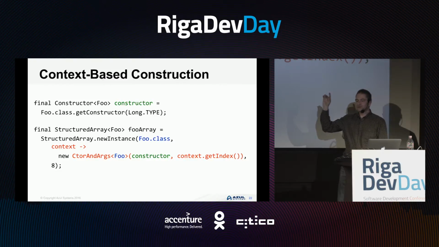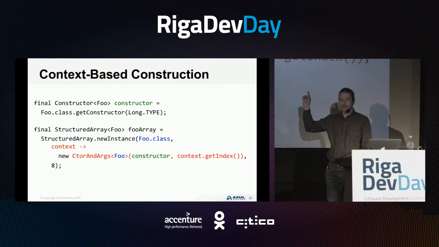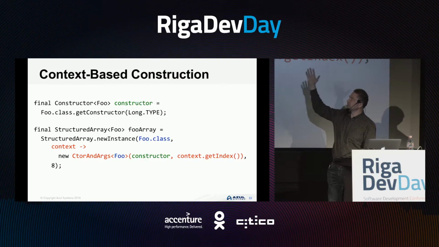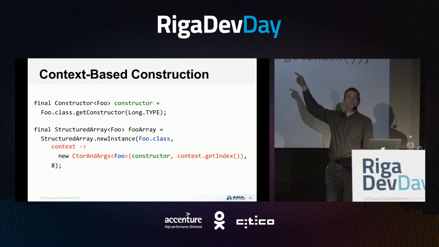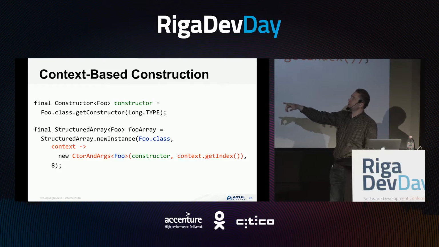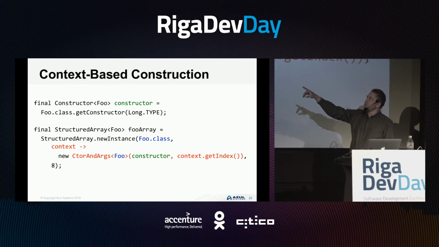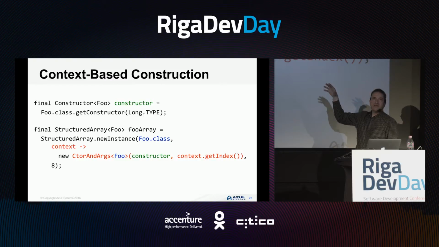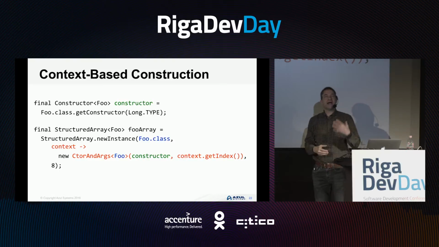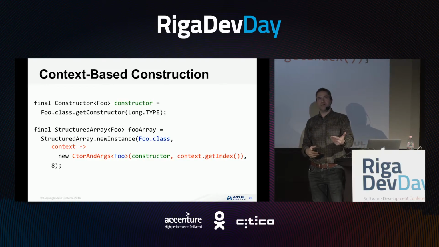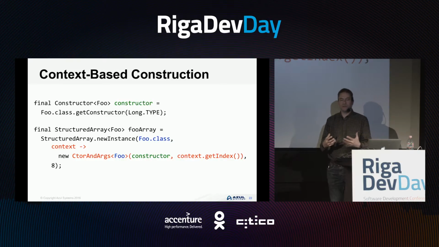Then we create a structured array of type Foo, and we say, give us a new instance of that. We pass in the class, Foo.class, so it knows what type to create. We pass in this context, which I'll come back to, and then we pass in the size, which is 8. So we're going to have 8 elements. The second argument is a lambda expression. So the lambda expression is a way of describing how to construct the objects. So it gives us complete freedom in terms of defining how we want to construct the object.